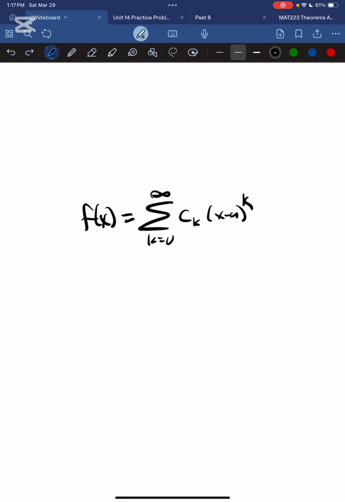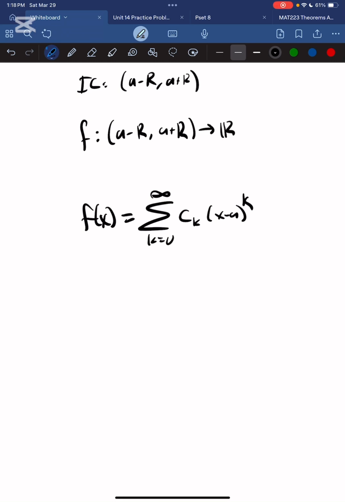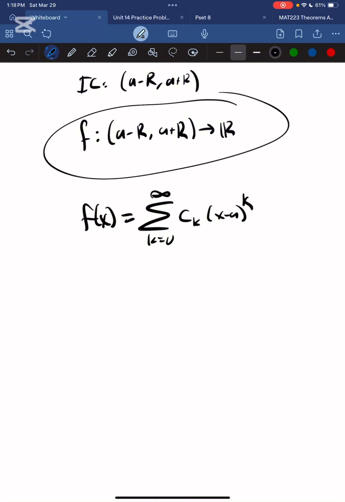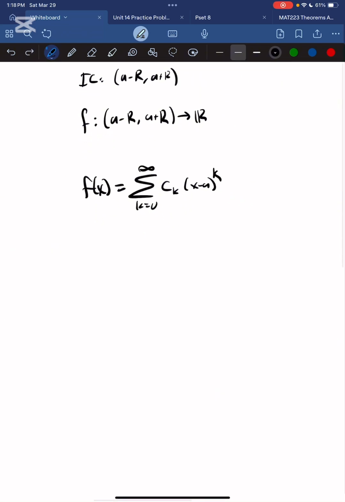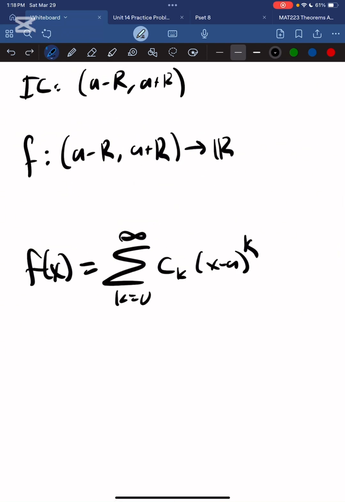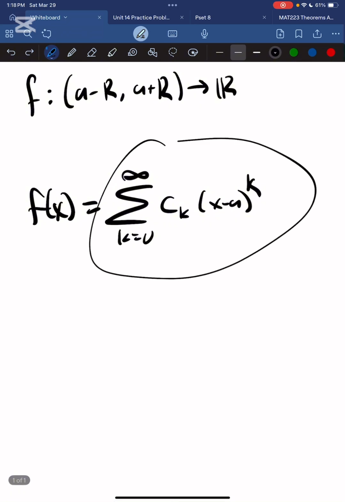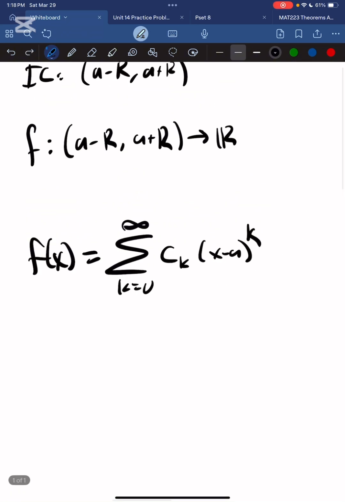Now let's say its interval of convergence is a minus r to a plus r. Then this function is defined only on this interval, and we produce a real number. This is the little subtle nuance that we got here. Because outside of this interval, we cannot say it exists. This function is defined only there because this series does not exist outside of its interval of convergence.